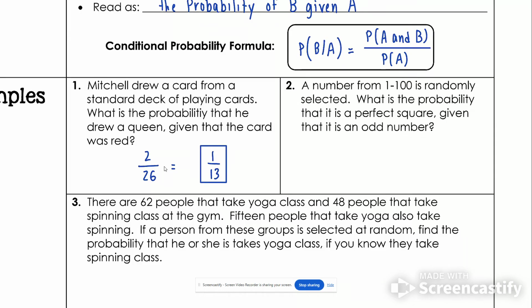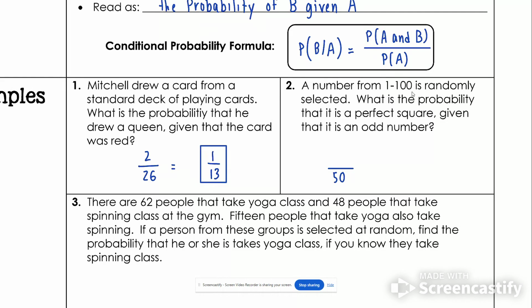Okay, look at the next one. It says a number from 1 to 100 is randomly selected. What is the probability that it is a perfect square given that it's an odd number? So here's the point. We're only focused right now on those that are odd numbers, right? Now, I could write them all down, but you know if this is 100 numbers, how many are odd? Well, obviously, it's going to be half of them, so 50. So we're only talking about our odd numbers. So out of the group, only odd, it wants to know how many are perfect squares.